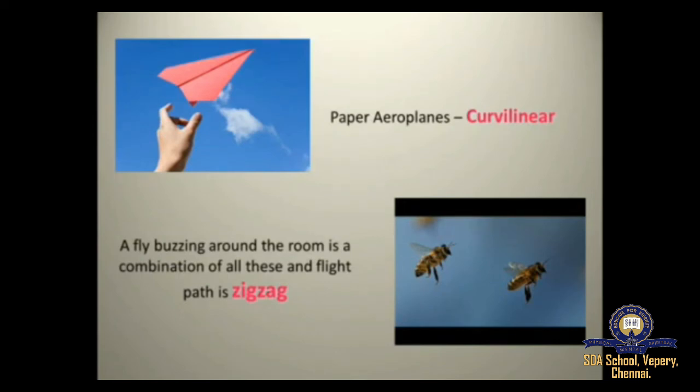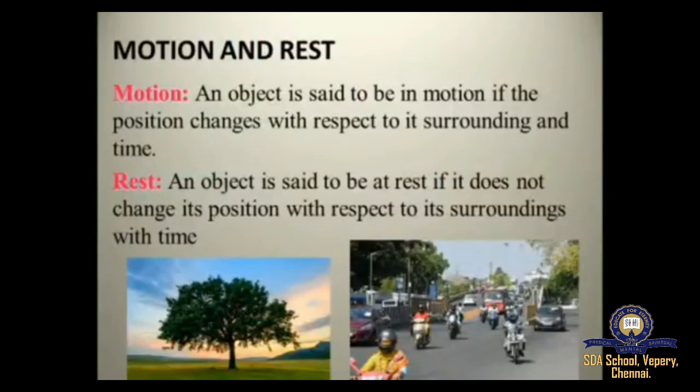So that's it for today's class, students. Let us do a small recap of what we learned today. First, we looked into what is motion and rest. An object is said to be in motion if its position changes with respect to surroundings and time. And an object is said to be at rest if its position does not change with respect to surroundings and time.